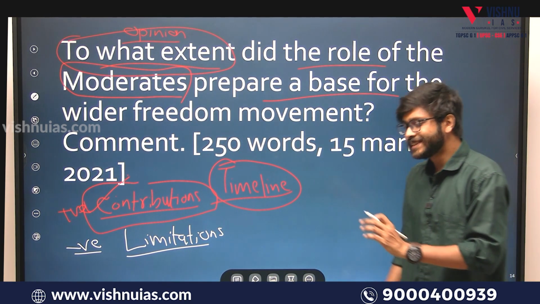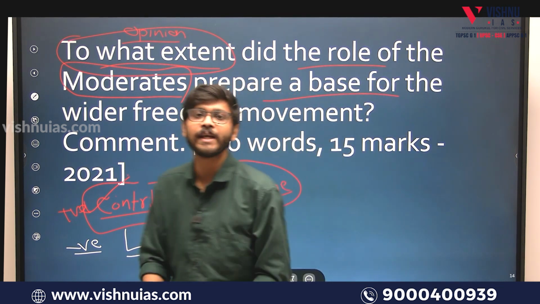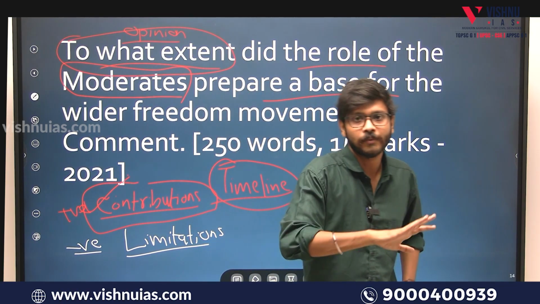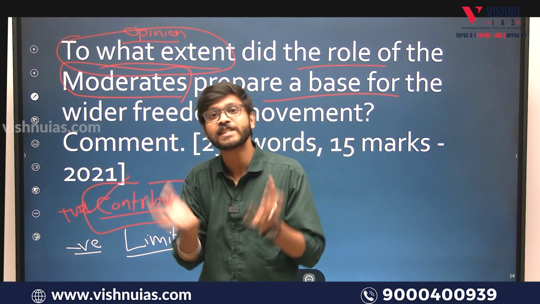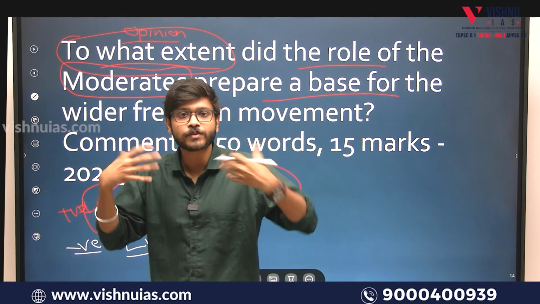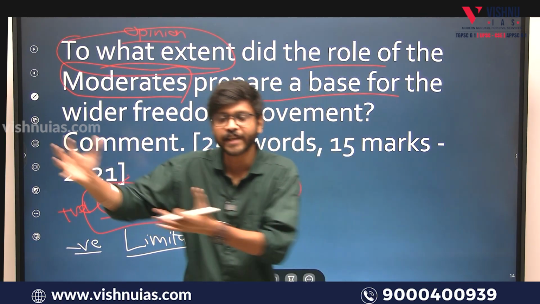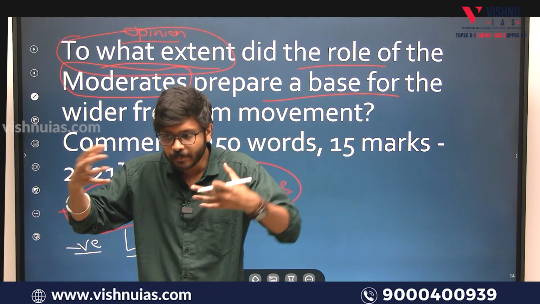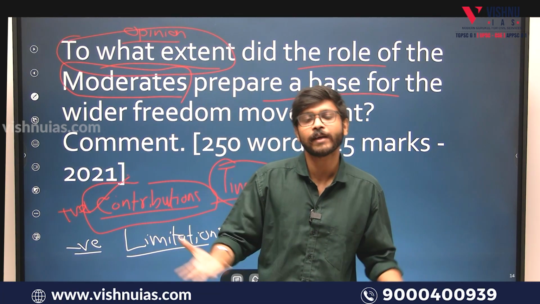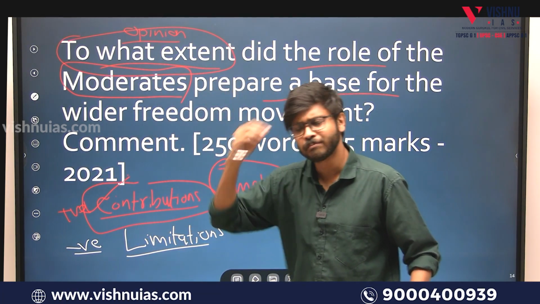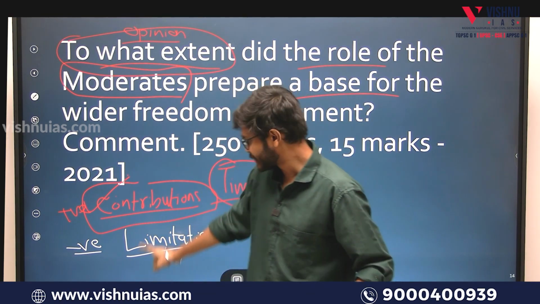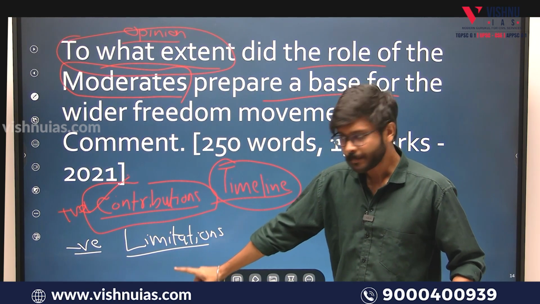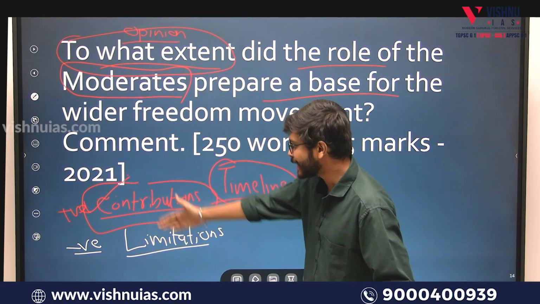Limitations means they completely believed the Britishers. They thought that the Britishers would be giving us freedom, or maybe they would be giving us concessions. What we wanted was freedom, but they did not reach that extent. They said we will be getting some concessions, and we are okay with that. So that was one of the limitations. They blindly believed the Britishers. So this is a limitation of these moderates. So you have to analyze both these things.